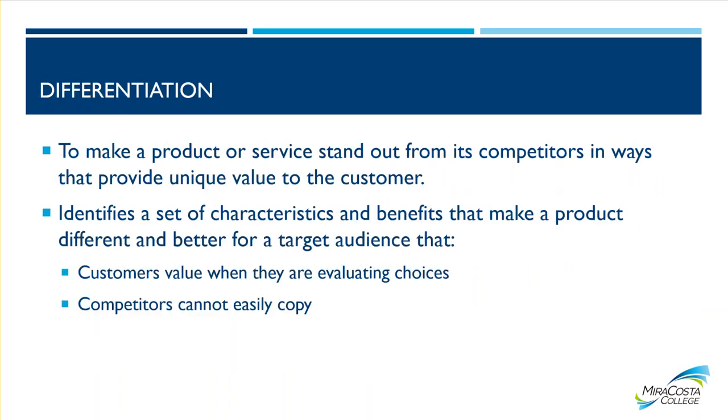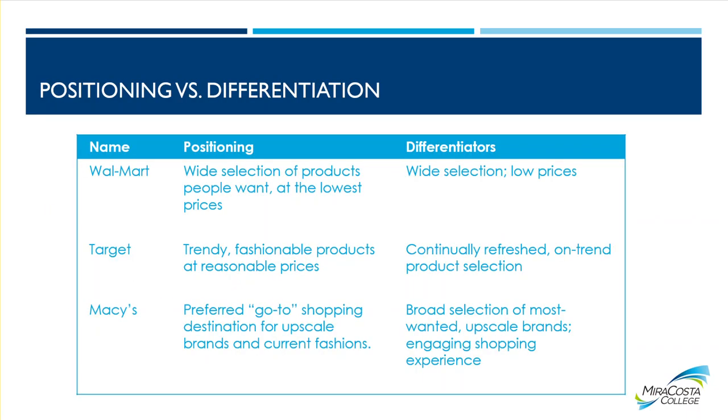Differentiation. What makes your product or service different from your competitors? To make a product or service stand out from its competitors in ways that provide unique value to the customers, it identifies a set of characteristics and benefits that make a product different and better for a target audience that, 1, customers value when they're evaluating choices, and 2, competitors cannot easily copy.